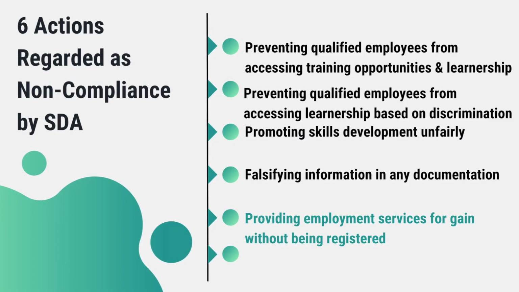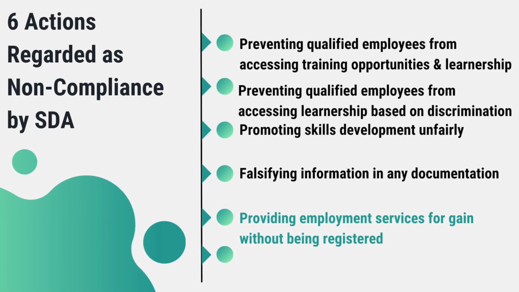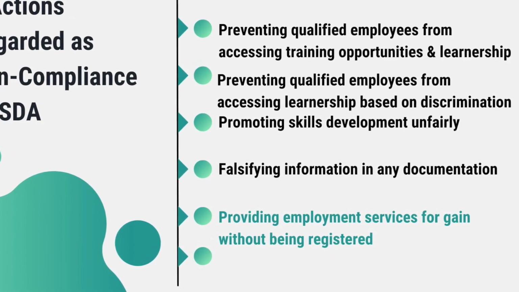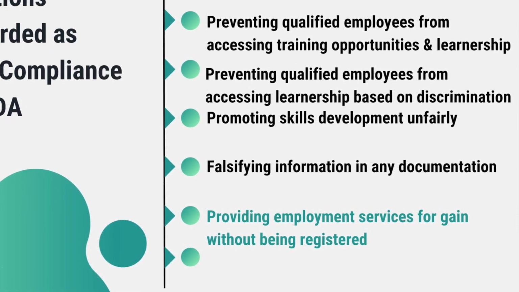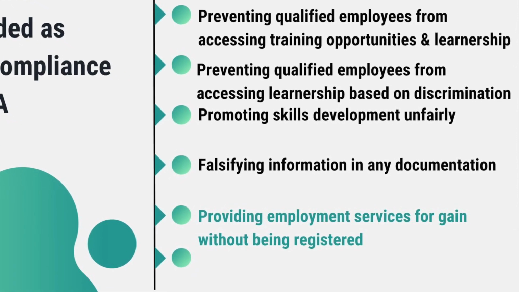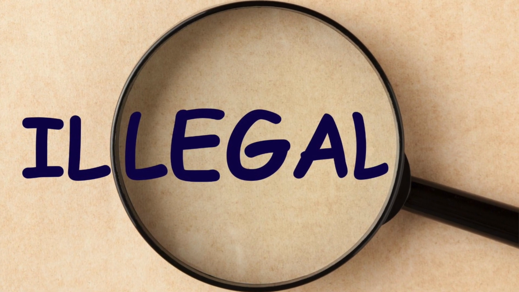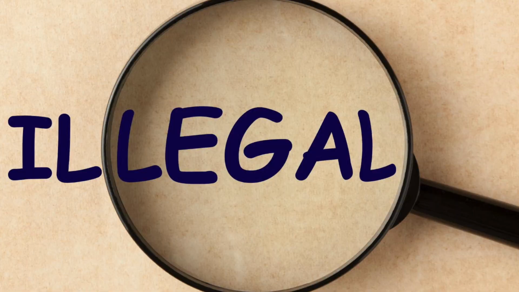Now, the other point that we'll be talking about is when you are providing employment services for gain without being registered as an employer. When, as the employer, you are not registered, you are providing employment and you are not registered, therefore you can't pay that 1% that is expected to SETA, but you will be benefiting from the service that is provided by those people. Therefore, that is illegal. That's why we call it non-compliance.